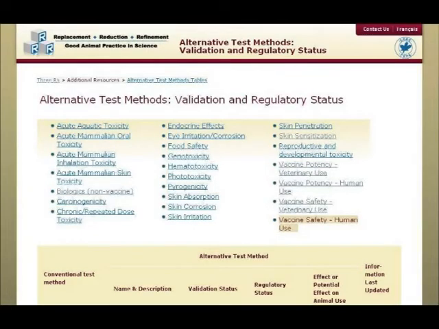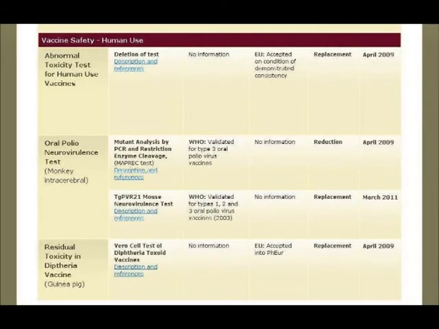We're now going to look at the last area of vaccine testing, which is vaccine safety, human use. The three tests on the Canadian Council for Animal Care website, there are probably more tests, but these are the ones covered there, are the abnormal toxicity test for human use vaccines, the oral polio neurovirulence test, monkey intracerebral, and lastly residual toxicity in diphtheria vaccine (guinea pigs). So they're the conventional tests, and now we're going to look at their equivalent alternative tests.